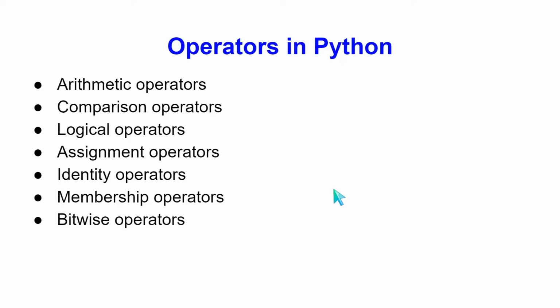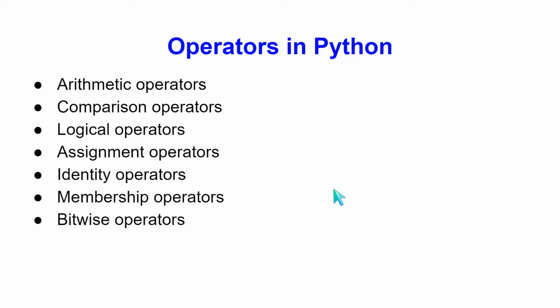This is the second video of this Python course, and today we will be covering operators in Python. As the name suggests, operators are used to perform certain operations, and we have 7 different types of operators in Python. We will look at the usage of each one of them one by one.